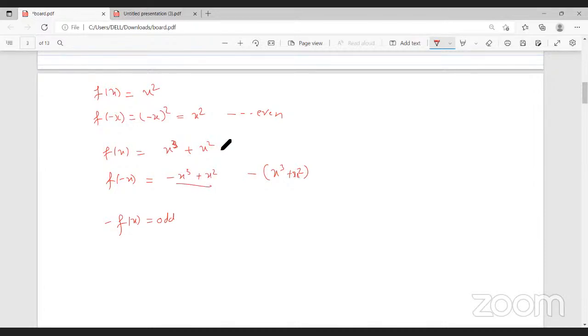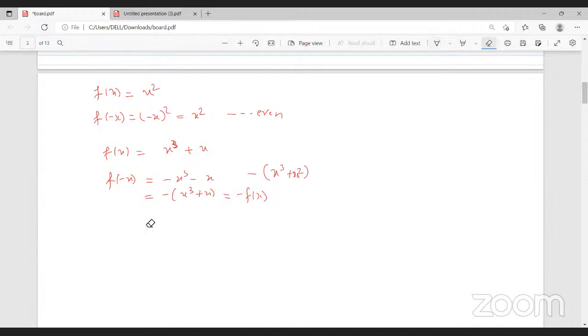Suppose instead of x square, only x is there. Now in this case, if we replace x by minus x, it is minus x cube minus x. I can rewrite it as minus, common, x cube plus x. That is minus f of x, right? Yes, sir. So then it is an odd function.